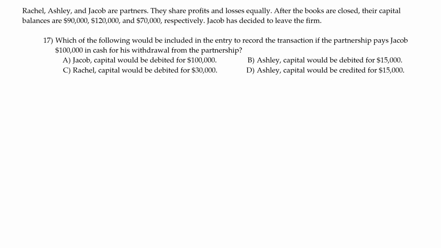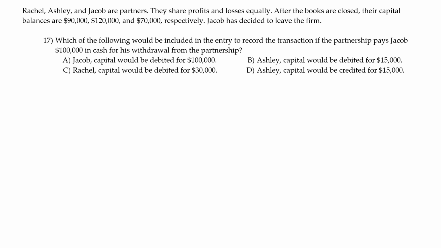So, again, to do this, Jacob may just be paid out the capital that's owed to him. He may take less than what is owed to him, and we call that a bonus to the old partners. Or he may take more than what is owed to him, or they may give him more than what's owed to him, and we call that a bonus to the departing partner, or withdrawing partner.